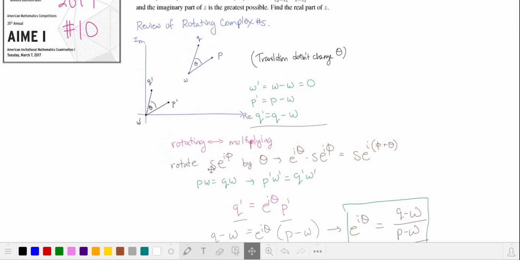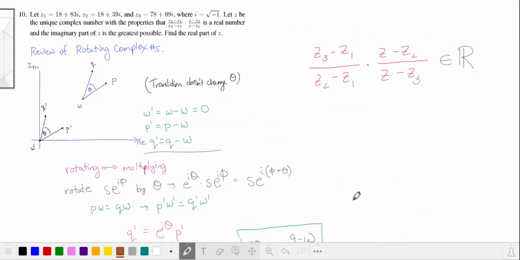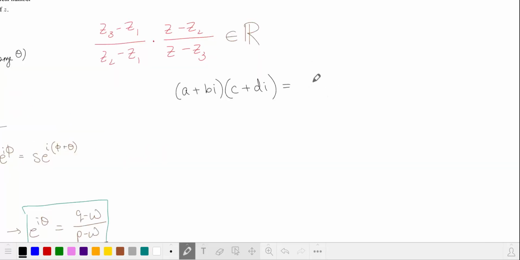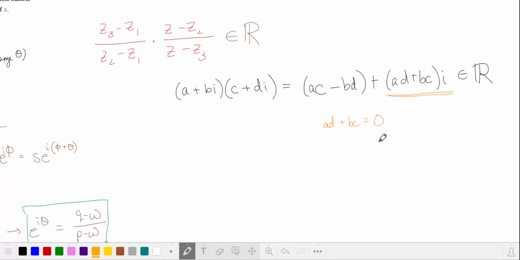Let's return to the problem statement. We need this product to be a real number. So first, let's figure out what it means for the product of two complex numbers to be real. We'll multiply this out and collect the real and imaginary terms. So in order for this to be real, we need to get rid of this imaginary part. This means this coefficient of i is 0.